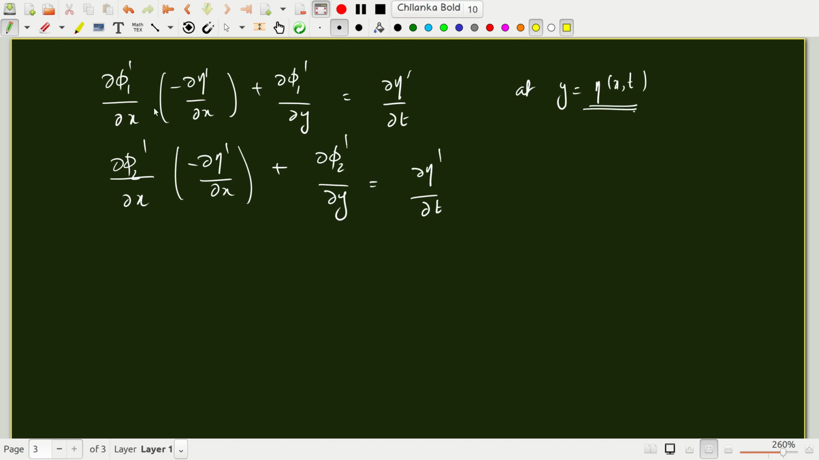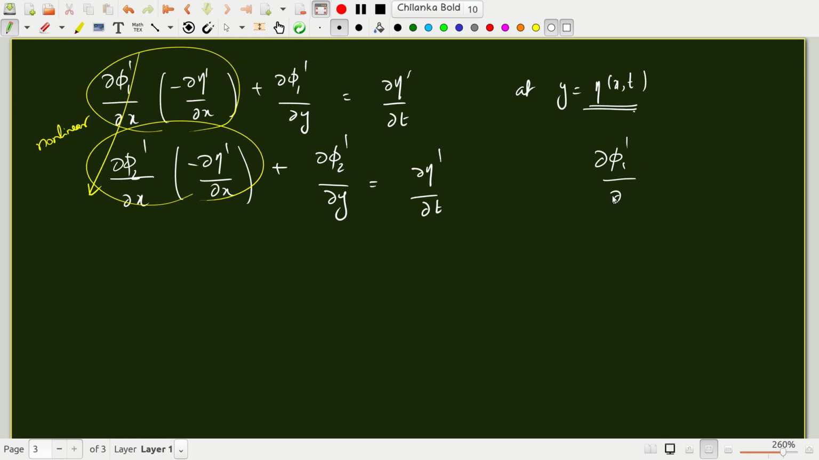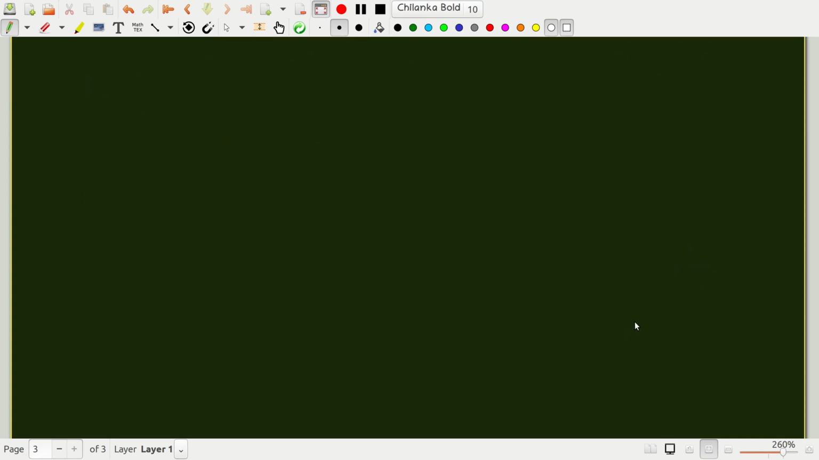Now in the linear stability analysis, these are all non-linear, so these are neglected. So all you are left with is rather simple expressions for the velocity continuity in this form. All we have is partial phi 1 prime is partial eta prime by partial t. So now let's go to the stress continuity conditions.